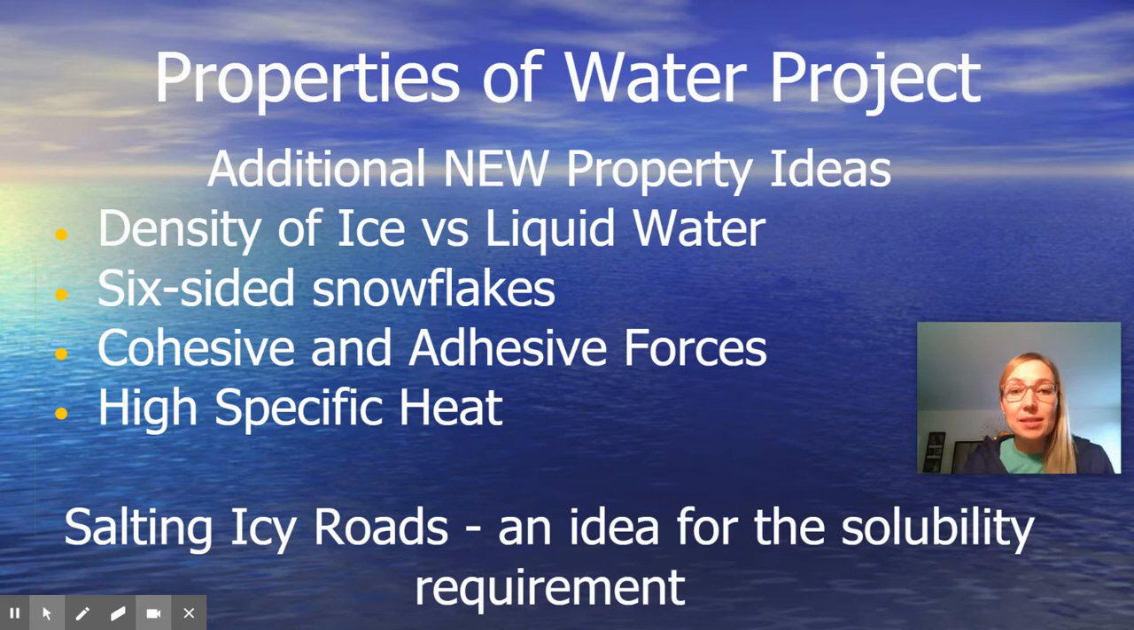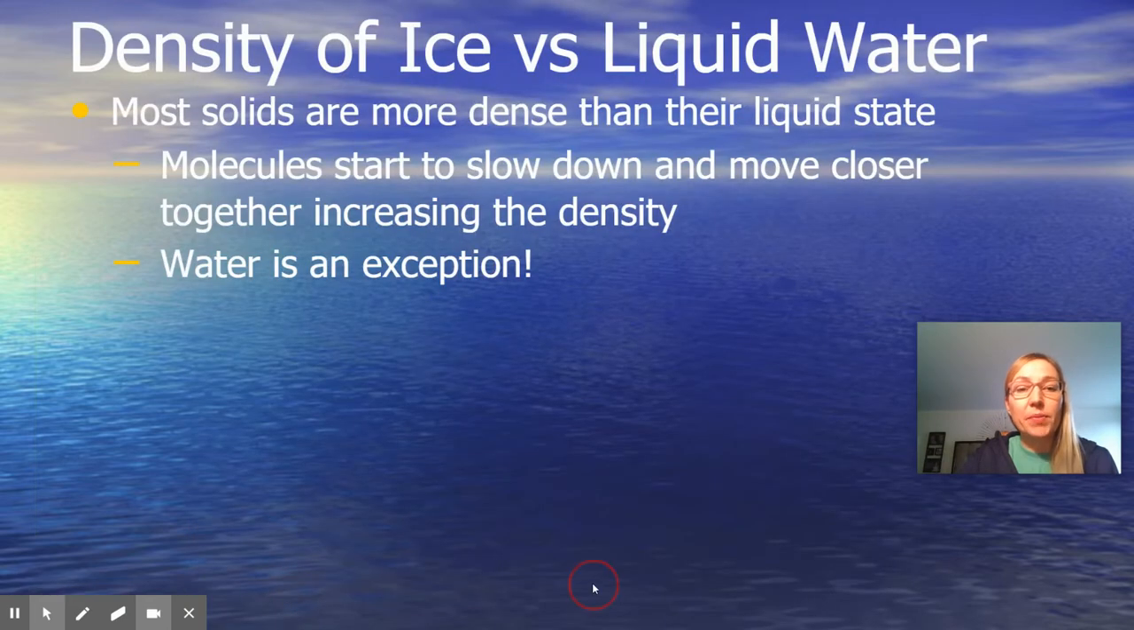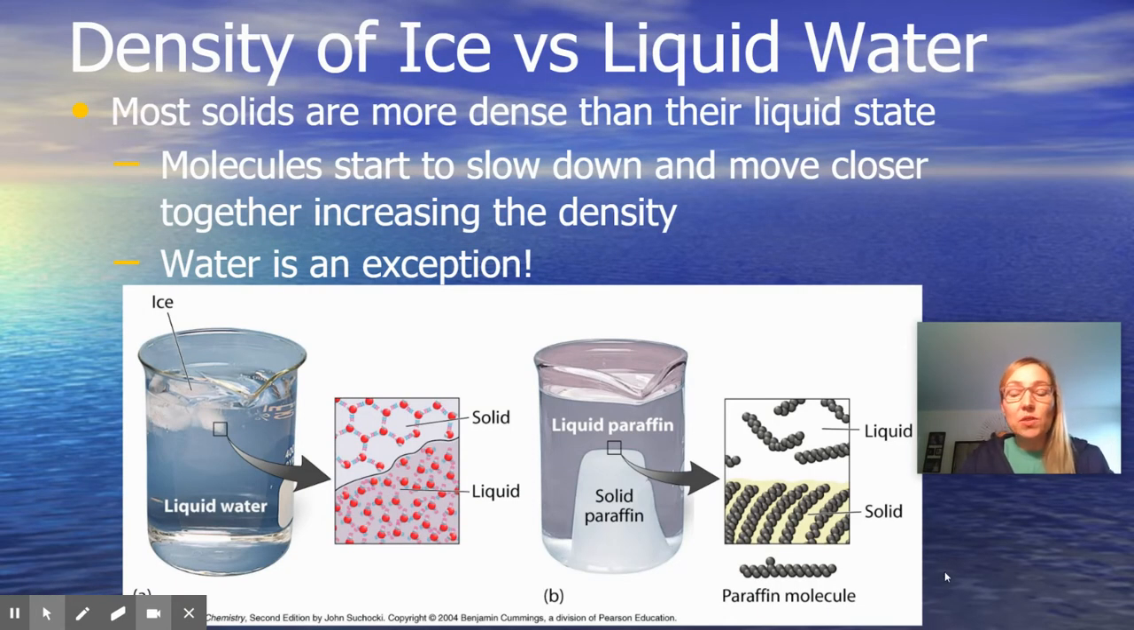So, those are the density of ice versus liquid water, six-sided snowflakes, cohesive and adhesive forces, high specific heat, and then lastly, I thought I could tell you about salting icy roads, just an idea for the solubility requirement. So again, I'm on the rubric here. Here's the solubility requirement. So I'll give you one little extra idea about that. And then here's where you need an additional property from the day one videos, the second to last requirement on the rubric. So let's talk about the density of ice versus liquid water.